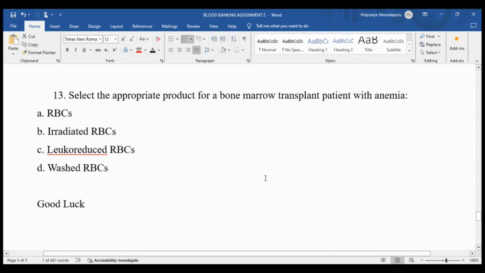So this patient, we have to give irradiated RBC in order to get rid of those leukocytes that could overcome the immune system of the patient and cause problems. Otherwise, leukocyte reduced RBC is also good, and washed RBC would also be good, but for the purpose of transplantation, the best one is irradiated RBC.